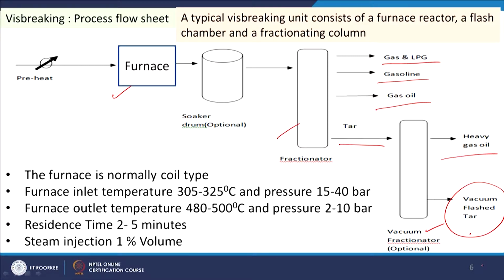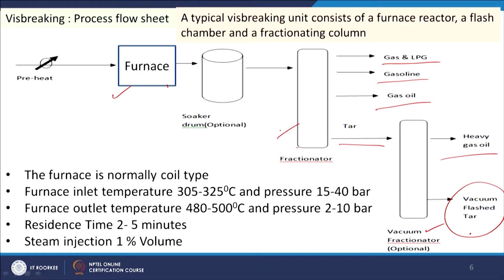Now, as I told, there will be two modes of operation, one is a relatively longer period and lower temperature. In this case, between the furnace and fractionator we put one soaker drum. The soaker drum gives some time at relatively lower temperature for the conversion process.